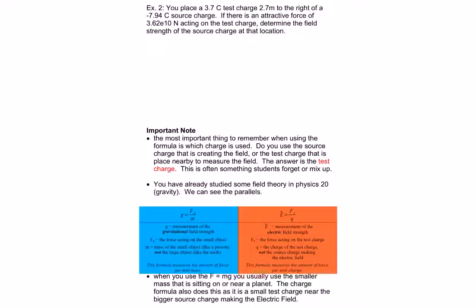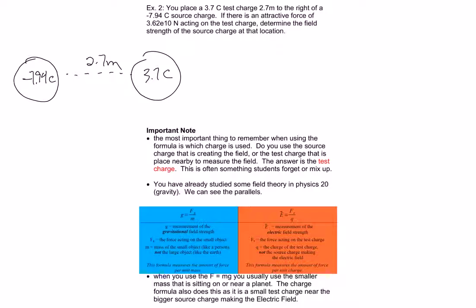Okay, so let's do another example. It says we got a 3.7 coulomb test charge, and we have another, so the 3.7 test charge is 2.7 meters to the right. We have another charge that's negative 7.94, and the distance between them is 2.7 meters.